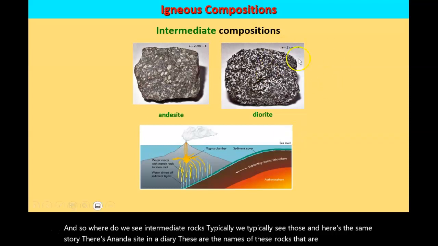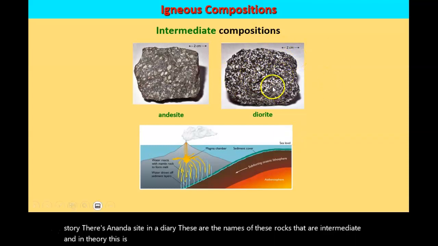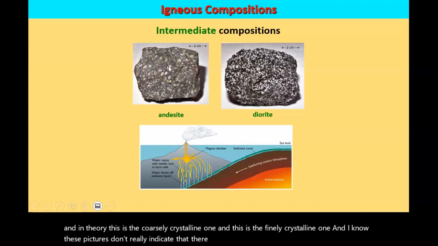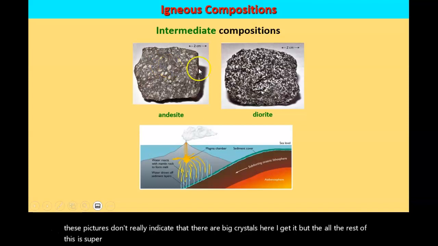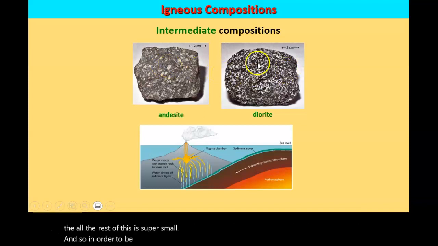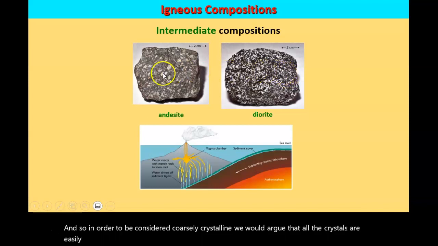And in theory, this is the coarsely crystalline one, and this is the finely crystalline one. And I know these pictures don't really indicate that. There are big crystals here, I get it. But all the rest of this is super small. And so in order to be considered coarsely crystalline, we would argue that all the crystals are easily seen with the naked eye. If you can't see all of them, we'd still kind of call that finely crystalline.